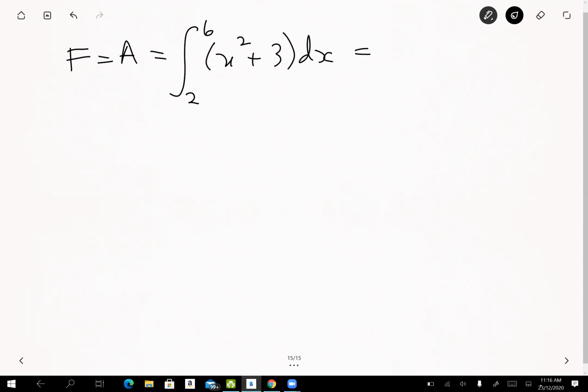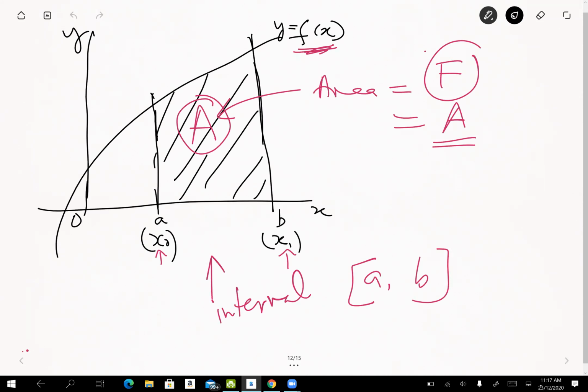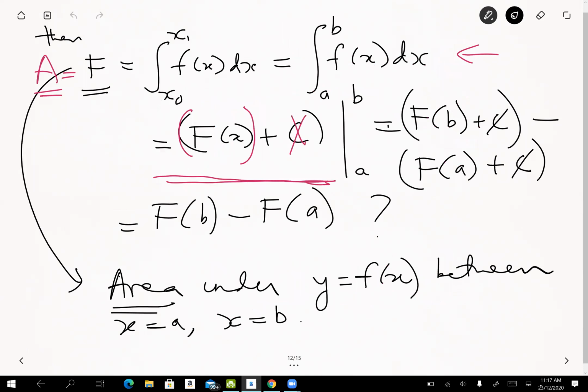What do I get? x to the power of 3 over 3, x cubed over 3, yes, plus 3x. Now you don't need the constant. Okay, so we just stop there and then we integrate from 2 to 6. Now, how do I get the value? You evaluate the integral at b. Okay, you go back to the formula. You evaluate the integral at b, and then subtract the value of the integral at a. Subtract. Okay, then you will get a number.